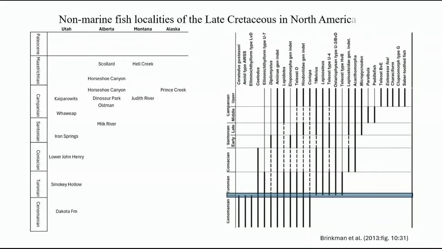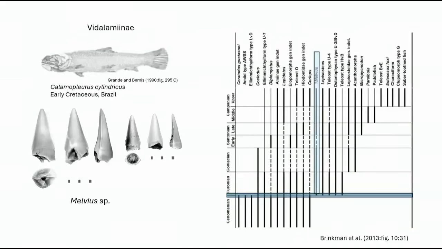And that was things like a primitive fish called Lepidotidae and another group called pycnodonts. They didn't go extinct, but they became very rare. Whereas there's a number of early first occurrences of interest. And one of these was an amiid, a large amiid called Melvius.